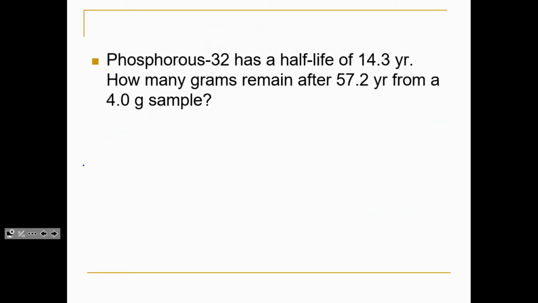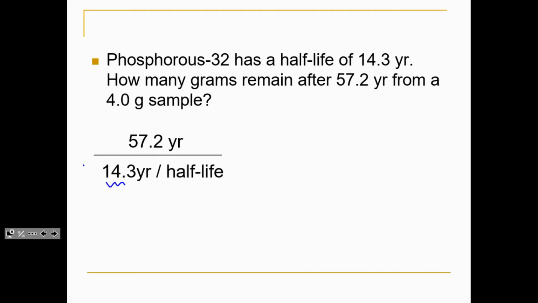Phosphorus-32 has a half-life of 14.3 years. How many grams remain after 57.2 years from a 4-gram sample? So this one's a little more complex. We start with 57.2 years, and if I divide by the amount of time in a half-life, it will tell me, after years cancel, the number of half-lives. And in this case, we're going to go through 4 half-lives. So if I multiply 14.3 by 4, I'm going to get 57.2 years.